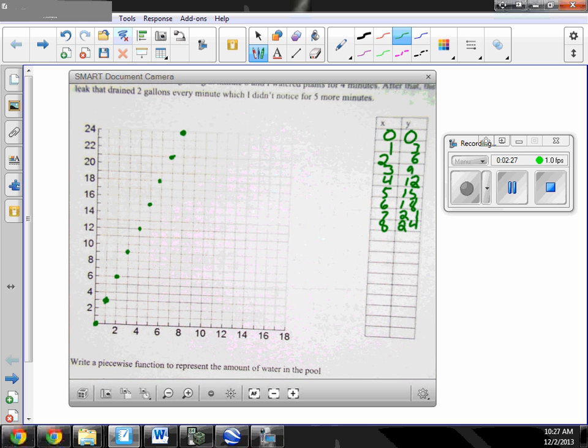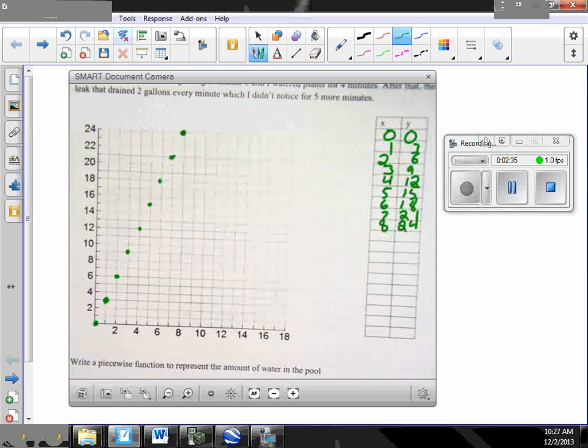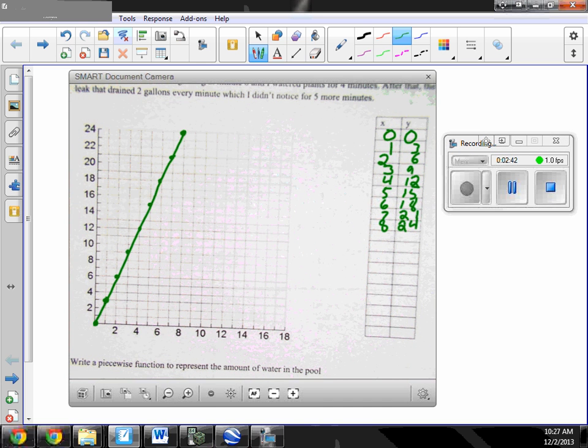Why continuous? You're always putting a little bit of water in. You don't just throw 3 gallons in at a time. So we're going to draw a continuous graph. All right, as soon as we hit 8 minutes, how does the story change? It's going to decrease how fast?